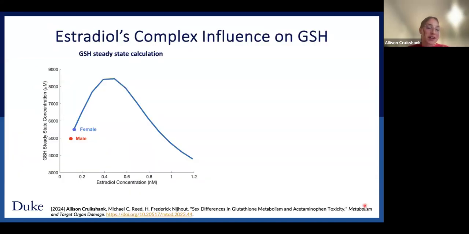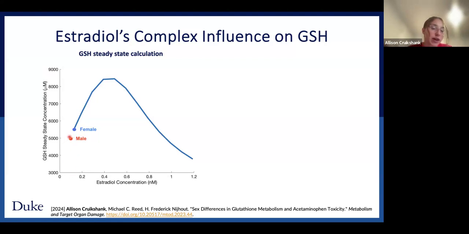So our first result is looking at estradiol's influence on glutathione. You see here a glutathione steady state curve. We just increase estradiol and calculate the glutathione steady state at different estradiol concentrations. That's the y-axis right here, and all the concentrations are in micromolar. The average estradiol concentration in males is 0.09, and that's relatively constant throughout their lifetime.